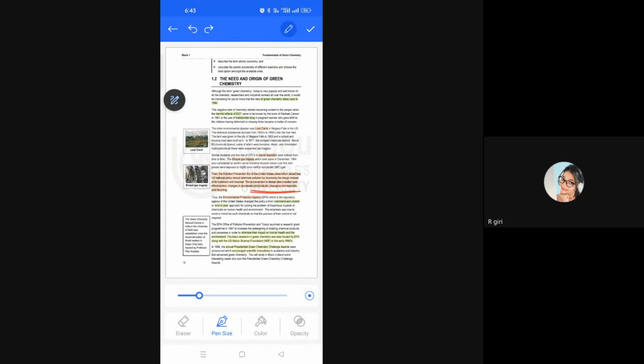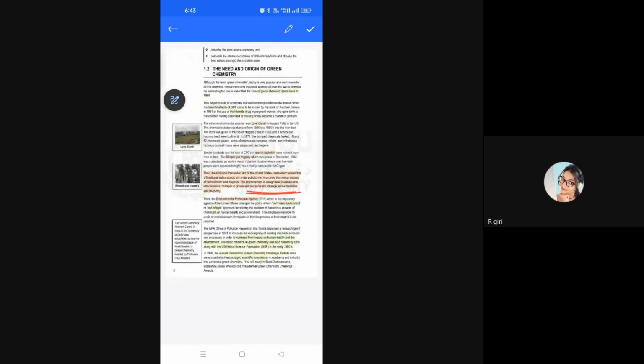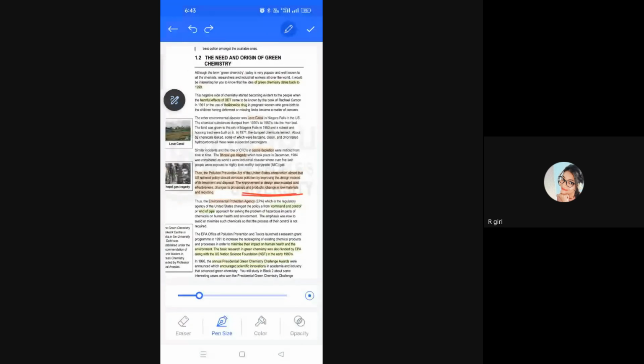Another thing is that the Pollution Prevention Act of the United States came with the aim that US national policies should eliminate pollution by improving the design instead of the treatment or disposal. The improvement in design also includes cost effectiveness, changes in process and products, change in raw material and recycling.